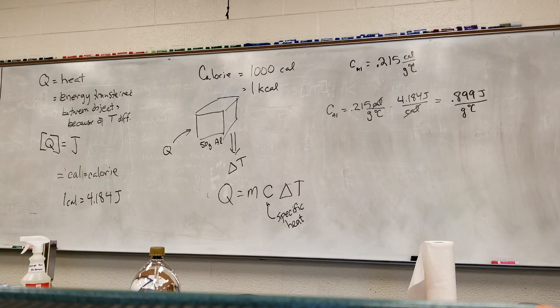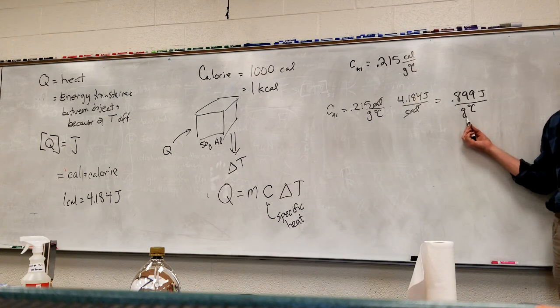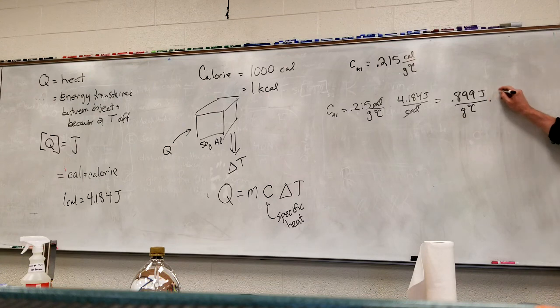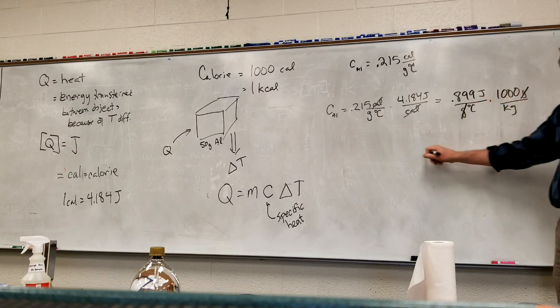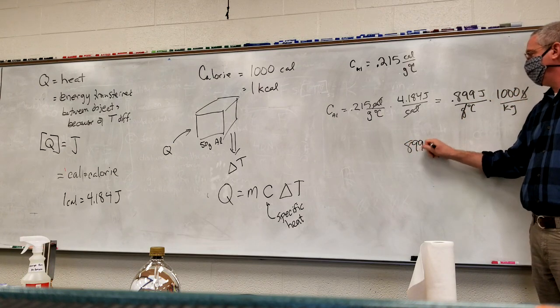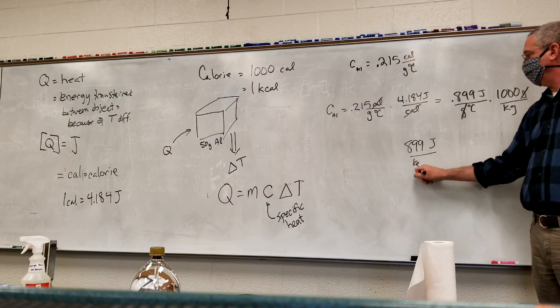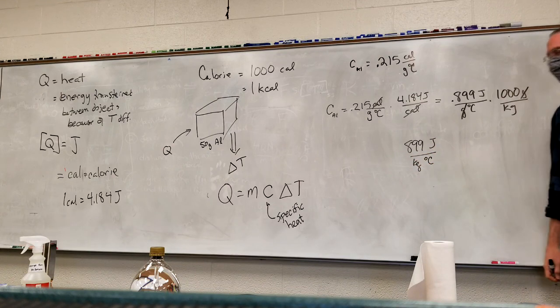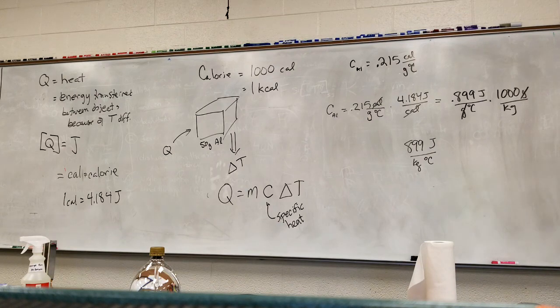Since we're moving over to SI units here, so the international standard, let's do kilograms instead of grams. So how many grams in a kilogram? 1,000. So we would multiply times 1,000 grams per kilogram. My grams are going to cancel out. So this math I can do in my head. So it's 899 joules per kilogram degrees Celsius. And since Kelvin is the international standard, how many joules per kilogram Kelvin would it be?